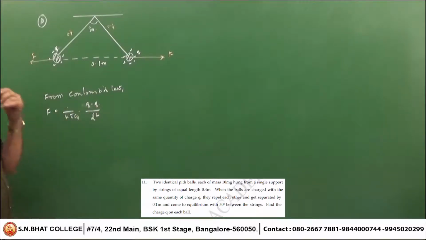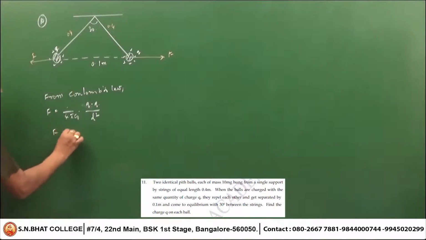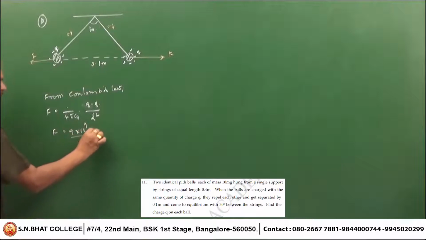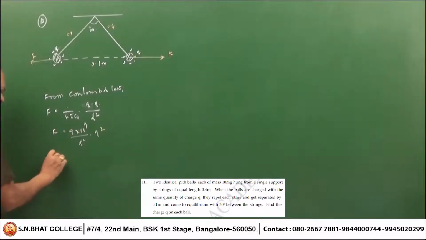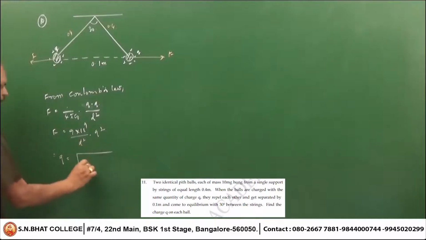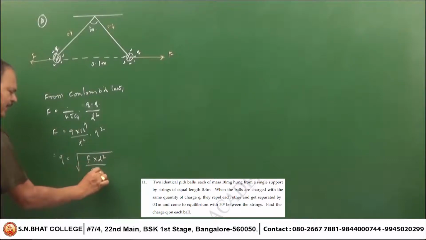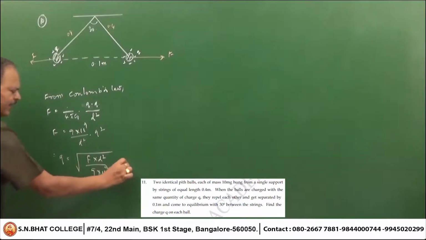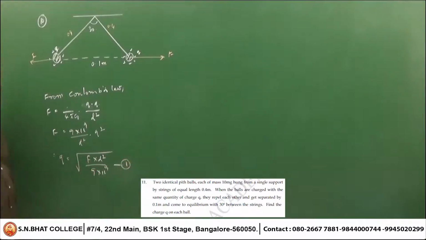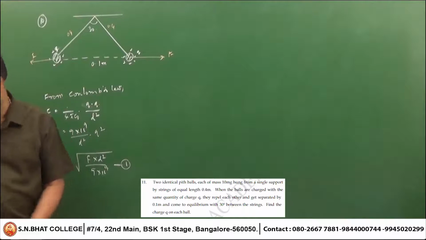What you need is the charge on each ball. Therefore your F is equal to 9 into 10 to the power of 9 by D square into Q square. Therefore your Q is equal to square root of F into D square whole divided by 9 into 10 to the power of 9. Take that as equation number 1. You know the value of D, you want to calculate F.